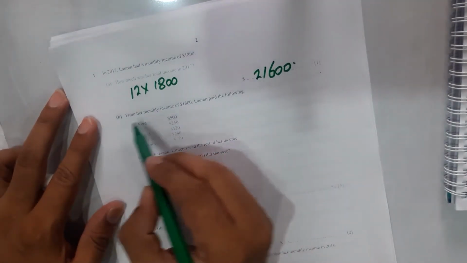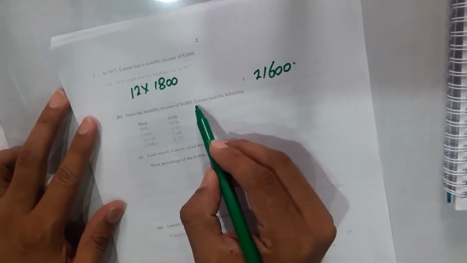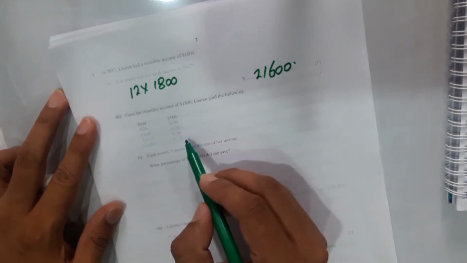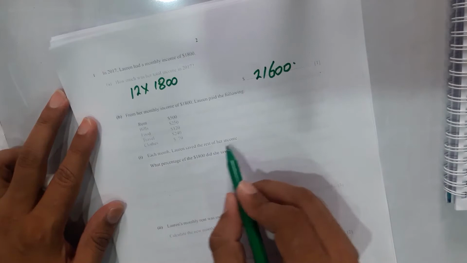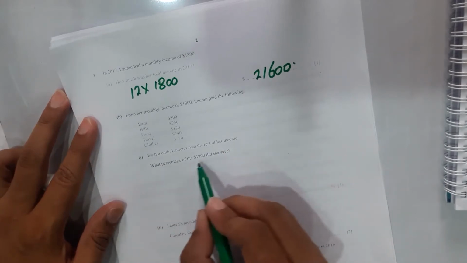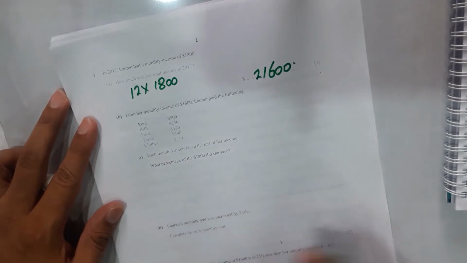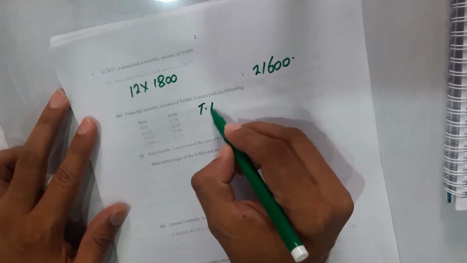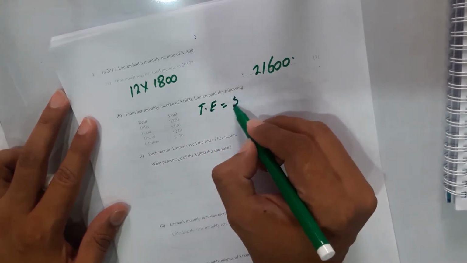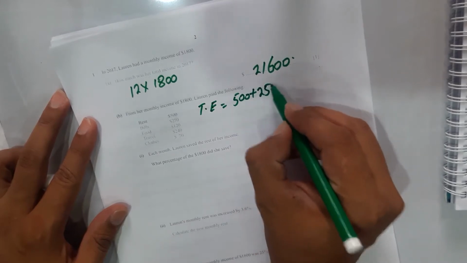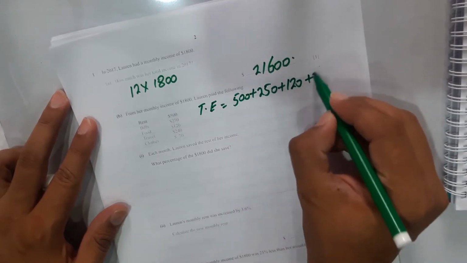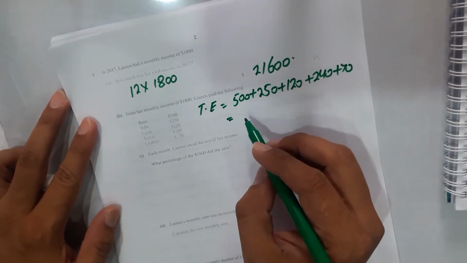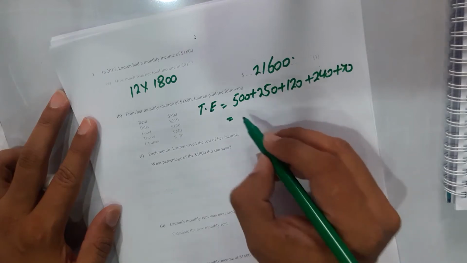In part B, from her monthly income of 1800, Lauren paid the following: rent, bills, food, travel and clothes. Each month Lauren saved the rest of the income. What percentage of 1800 did she save? First we have to add her total expenses: 500 plus 250 plus 120 plus 240 plus 70, which will be equal to 1180.